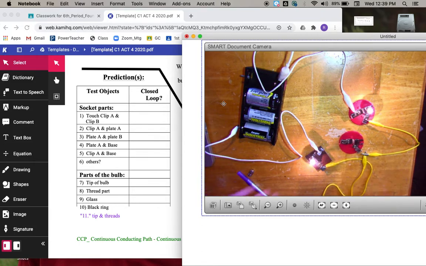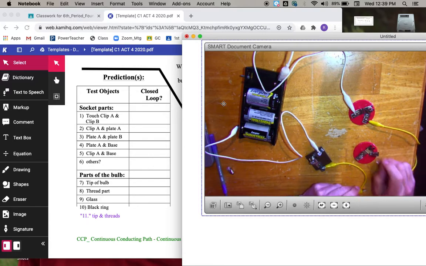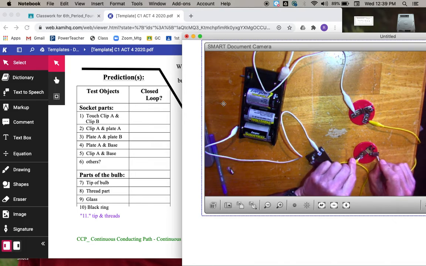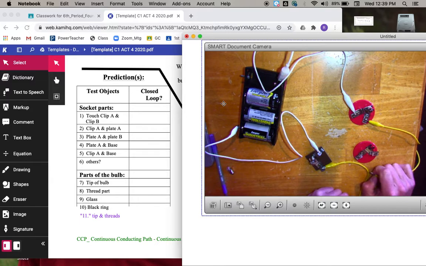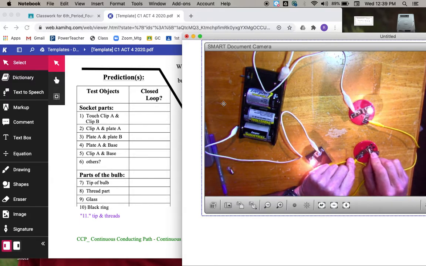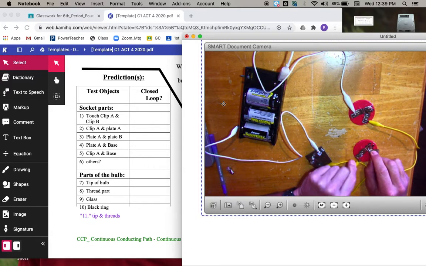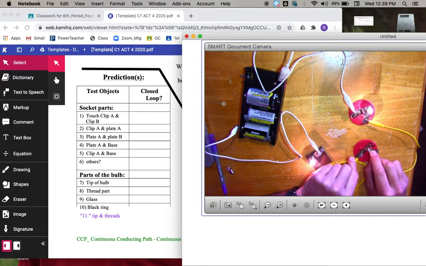So, testing this third socket, we'll be recording if we have a closed loop if the bulbs are lit, or an open loop if the bulbs are unlit. Our first one asks us to touch clip A and clip B. The bulbs are unlit, so that's an open loop. Number 2 says we need to touch clip A and plate A. Now notice clip A is connected to plate A with a metal rivet. So we have metal touching metal.